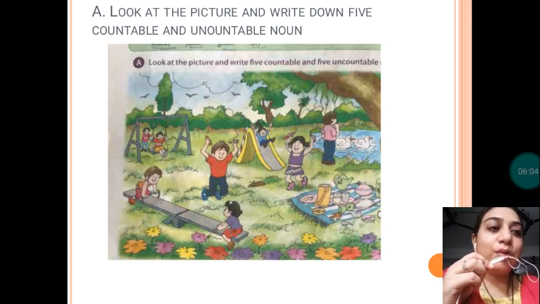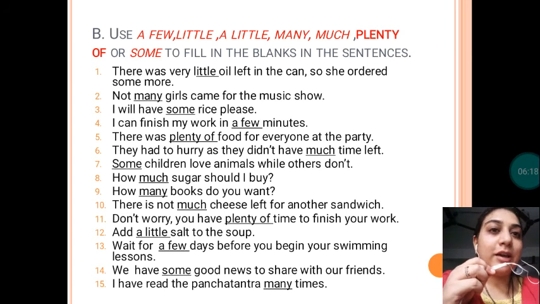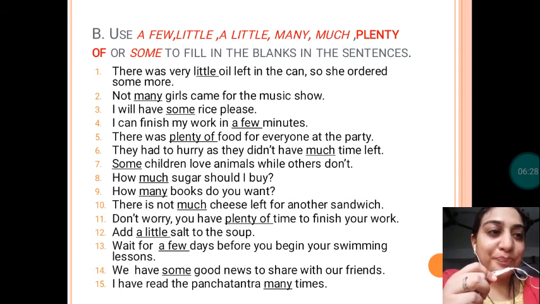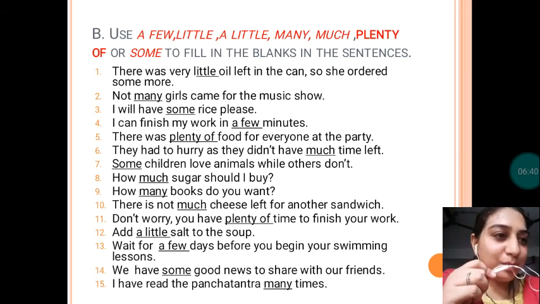Now let's go to page number 9 of your textbook. You have to take out page number 9, and there are fill in the blanks that you have to complete in your textbook itself. As you can see on the screen, you have to use a few, little, a little, many, much, plenty of, and some. Students, again, some and any are used for both countable as well as uncountable nouns. So let's start with the first blank.